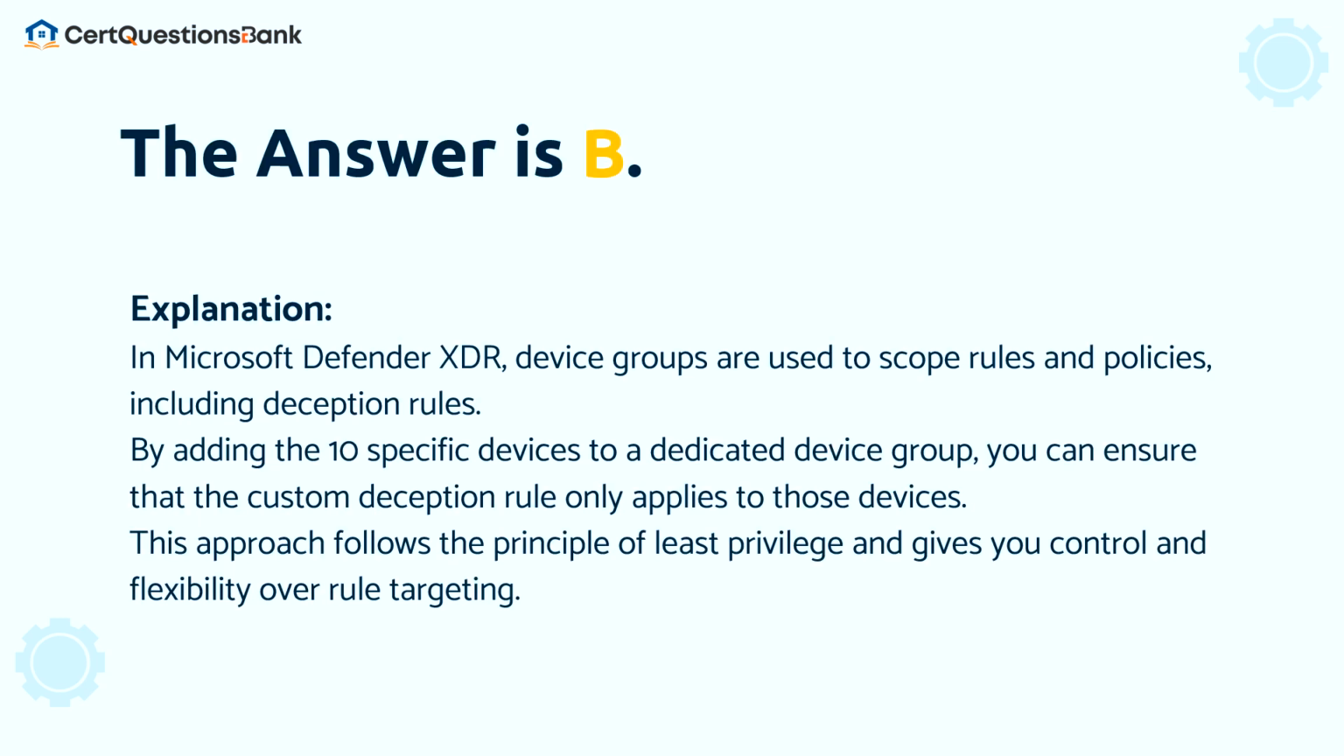In Microsoft Defender XDR, device groups are used to scope rules and policies, including deception rules. By adding the 10 specific devices to a dedicated device group, you can ensure that the custom deception rule only applies to those devices. This approach follows the principle of least privilege and gives you control and flexibility over rule targeting.